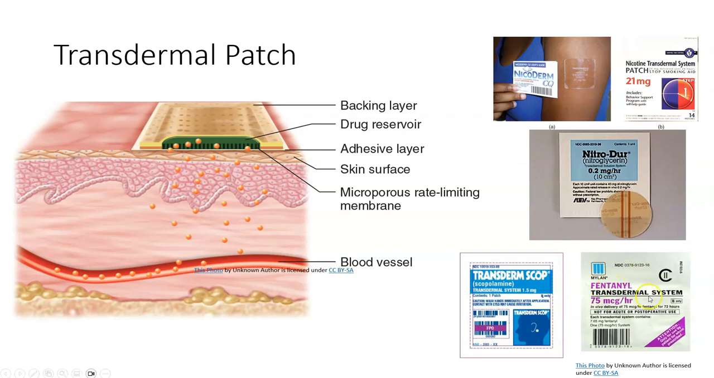Duragesic. For a minute, it was escaping me. Duragesic is one of the brand names for the fentanyl transdermal. This is a generic. Mylan is the generic manufacturer. So let's look at this really quick.